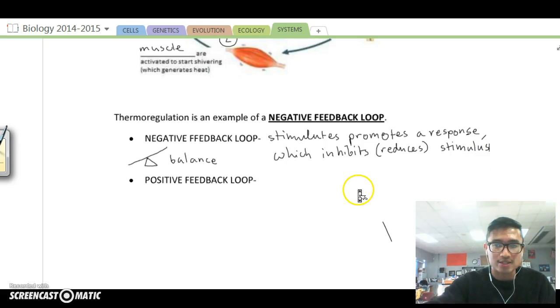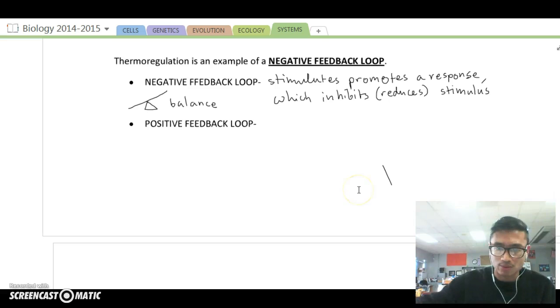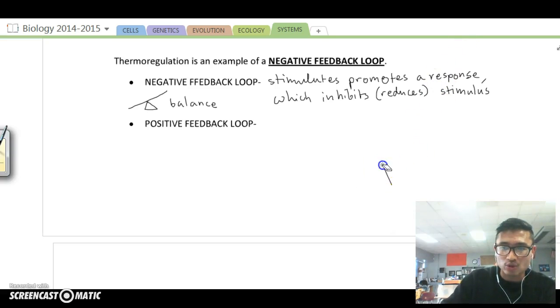Positive feedback loops tend to be a little bit more challenging for most students. In positive feedback loops, basically what's occurring is that you're having some sort of vicious cycle, okay? You have a stimulus.